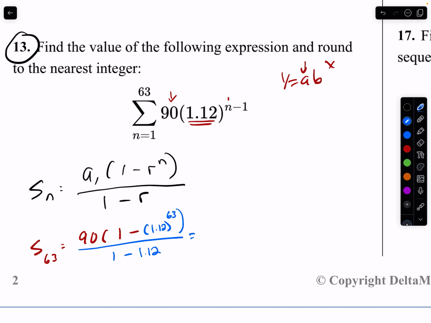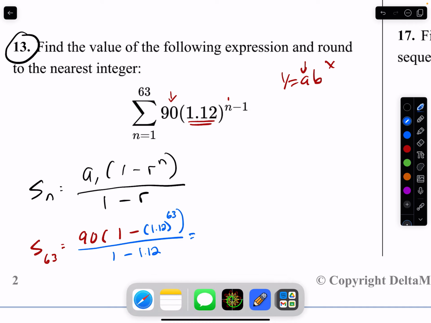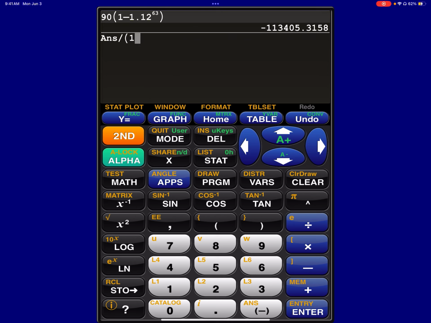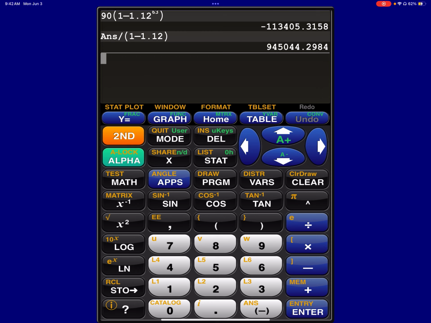Okay, so this is a little tricky to do on your calculator. Okay, I would do the top and then the bottom, and let's figure it out. So I've got 90 times 1 minus 1.12 to the 63rd. And then I've got that ridiculous number. And then I'm going to divide by 1 minus 1.12, and that's going to give you your final answer, right?